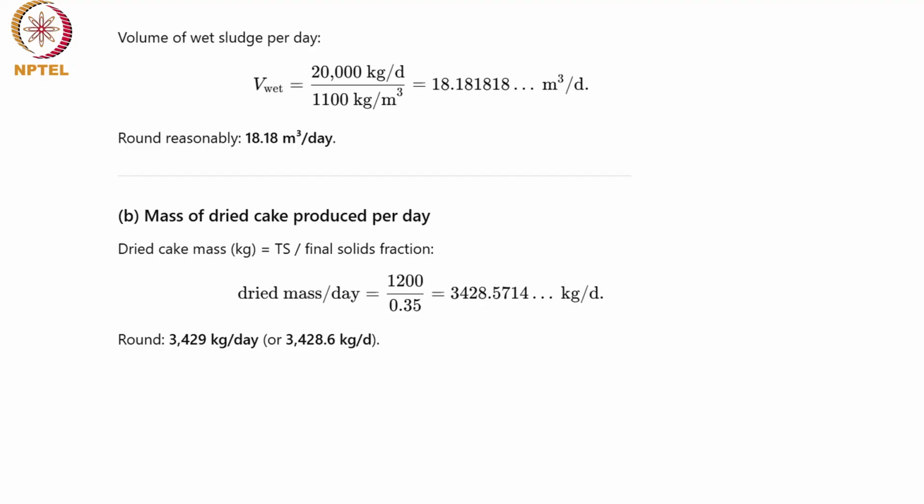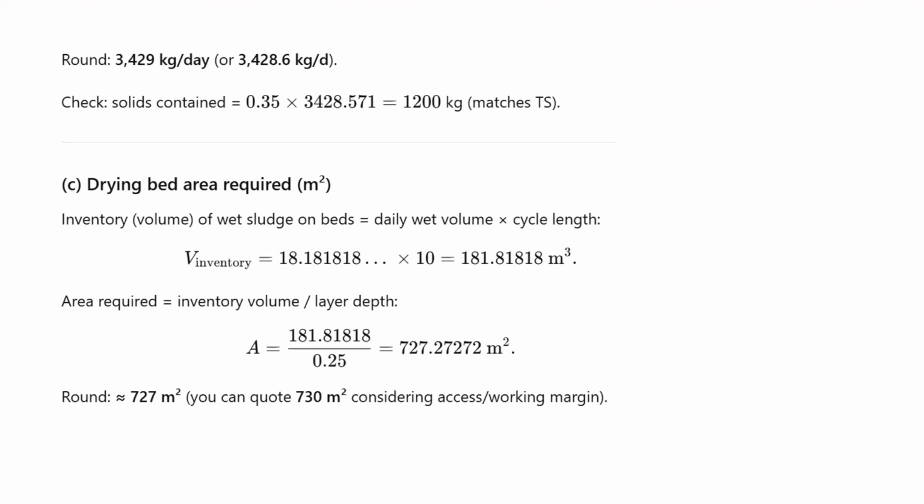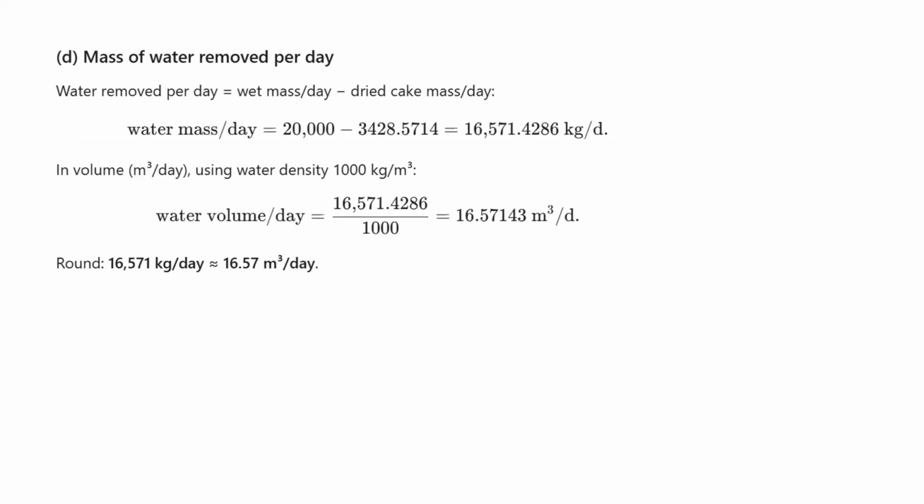It's nothing but 727.2 meter square. Okay. So the last subdivision, what is the answer they have given? Yeah, we are also getting the same answer, 727.2. Then in the last subdivision, what is asked is the mass of water removed per day.